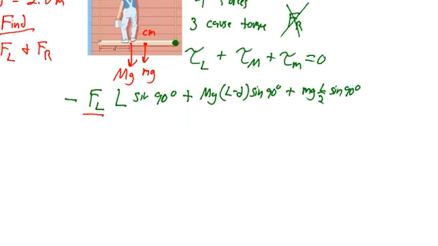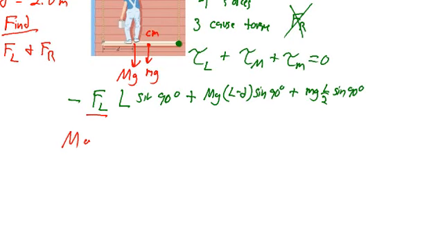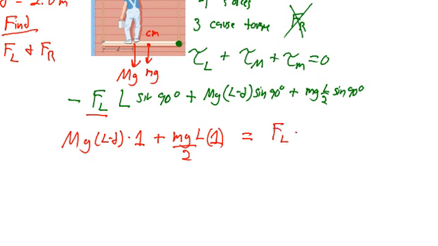So I'll have capital Mg times (L minus d) times the sine of 90, which is 1, plus little mg L over 2 times the sine of 90, which is 1, is equal to F sub L times 1. So I divide through by L, so I get that F sub L is equal to capital Mg (L minus d) over L plus little mg over 2.